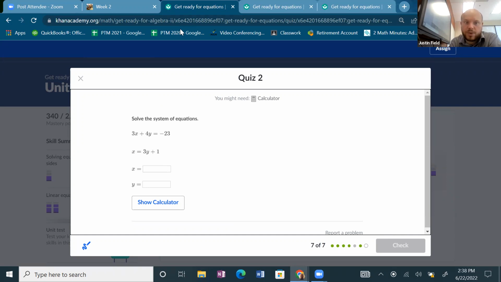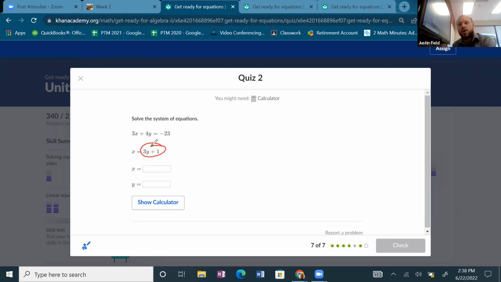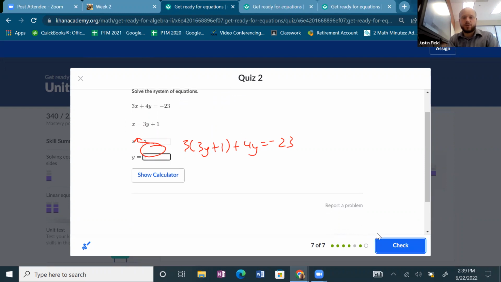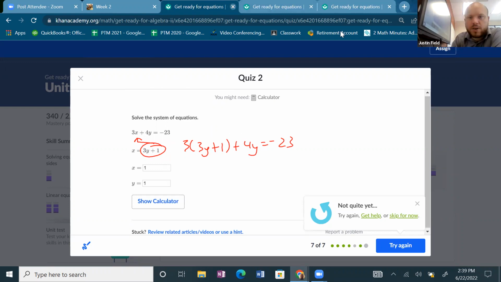Now we also have to do this. This is solving by substitution. How do I know that? Because that second equation is not in slope-intercept form, but one of the variables is solvable. So we take the expression on the other side and substitute it in for the x. So it becomes 3y plus 1 plus 4y equals -23. Then you would solve it, and then substitute back in to find the other variable. Why don't you try that? Okay.